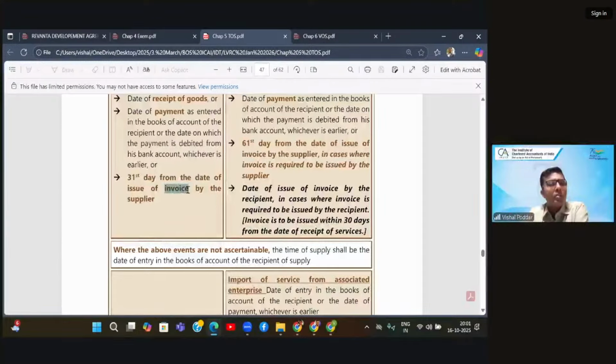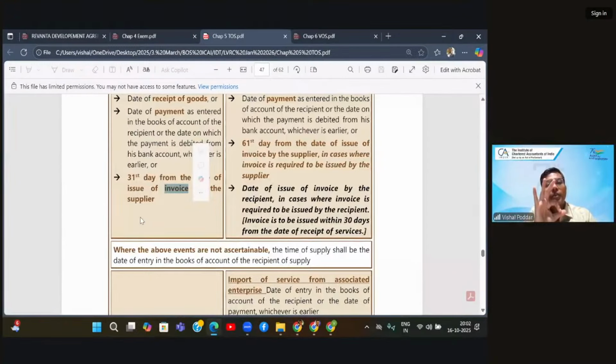Now, don't read it as invoice. You read it as invoice or any other document because there is a possibility that my supplier may be an unregistered person. So he may not be issuing the regular tax invoice. So any document issued by the supplier, a kacha invoice or anything, that is this date. So 31st day from this date.